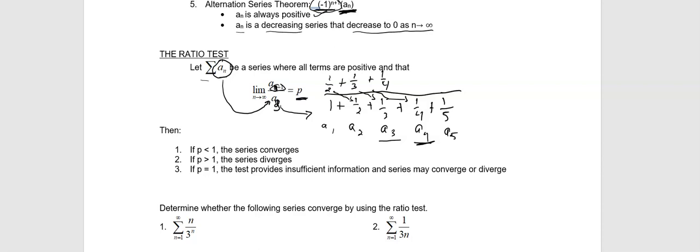Okay? And what the ratio test tells you, let me see if I can erase this. Why can I not find that? Found my eraser.